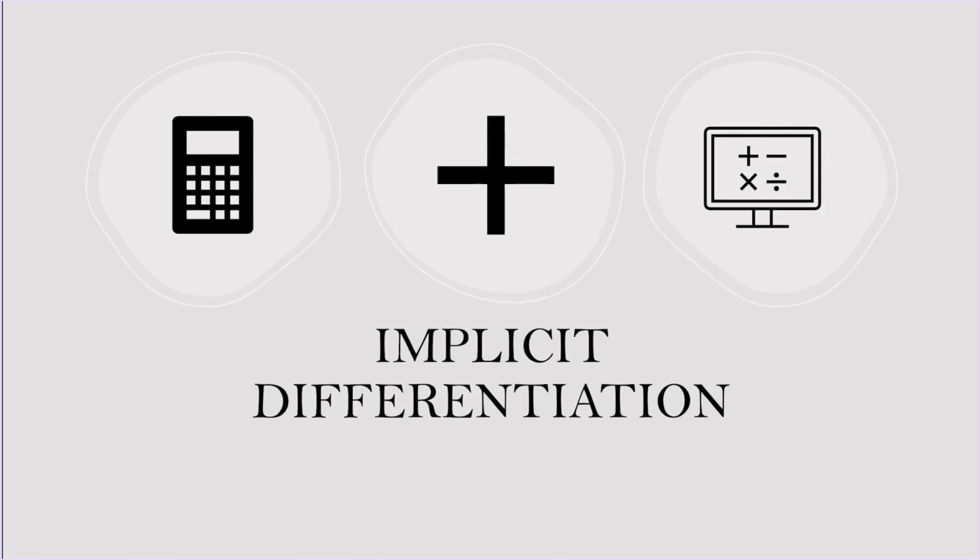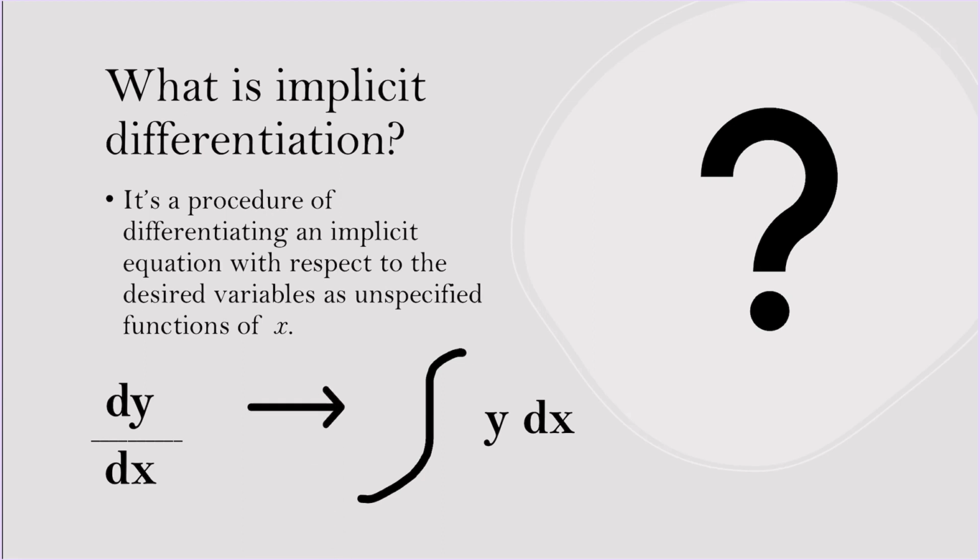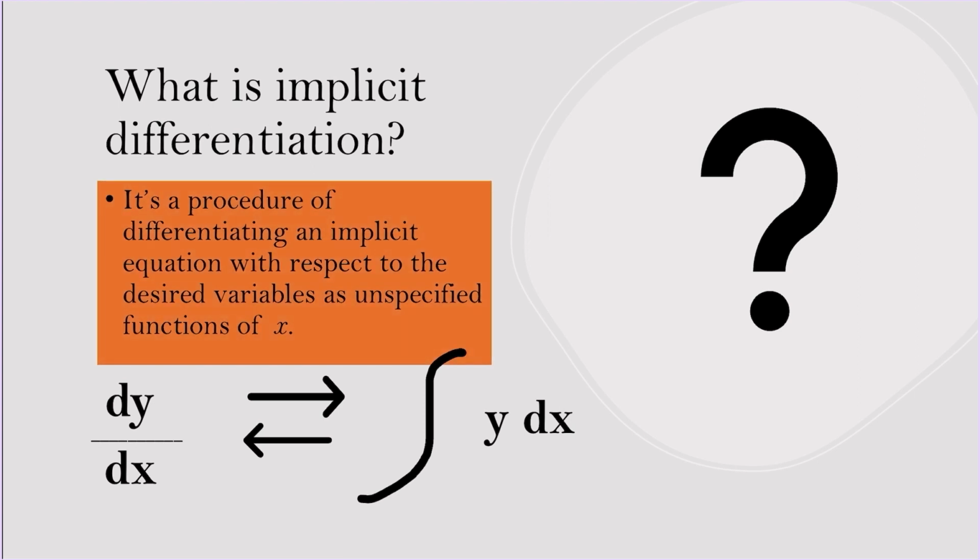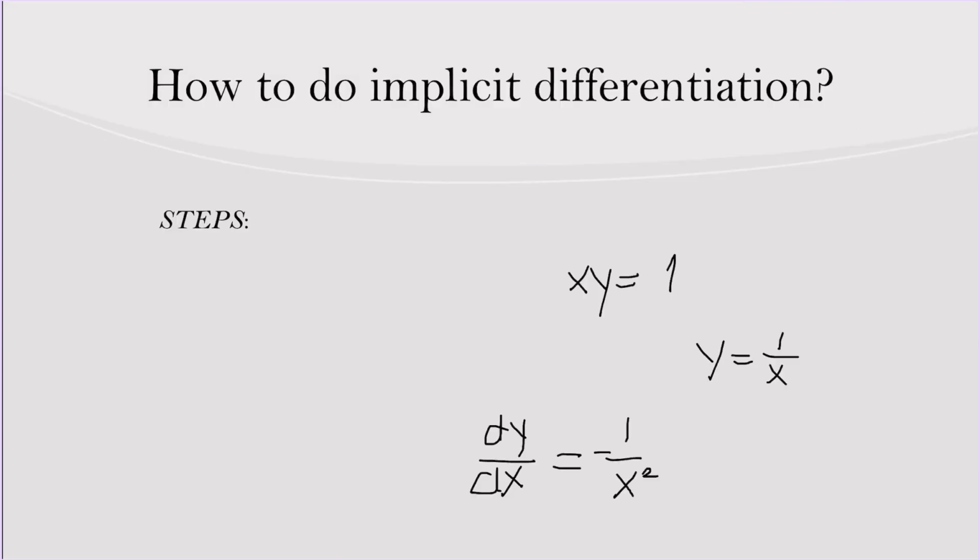Now, let's start with what it is. It is a procedure of differentiating an implicit equation with respect to a desired variable, treating y as an unspecified function of x. Now, how to do implicit differentiation.